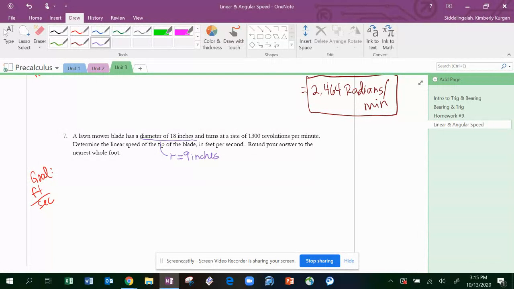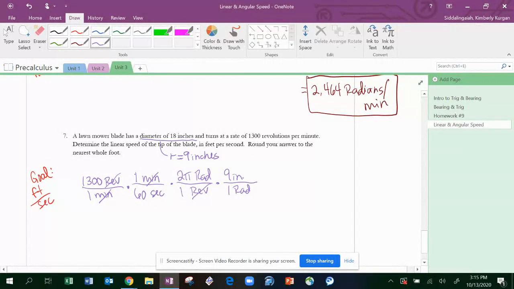Oh man, and we're given inches. This is lots of converting, it looks like. So let's start with what we have. We have 1,300 revolutions per 1 minute. I tend to start with time, so I'm going to get rid of that minute and say that in 1 minute, I have 60 seconds. Okay, so I know I have the seconds, so now I'm going to start thinking about revolutions. So in 1 revolution, I have 2 pi radians, and 1 radian will give me this radius, 9 inches.